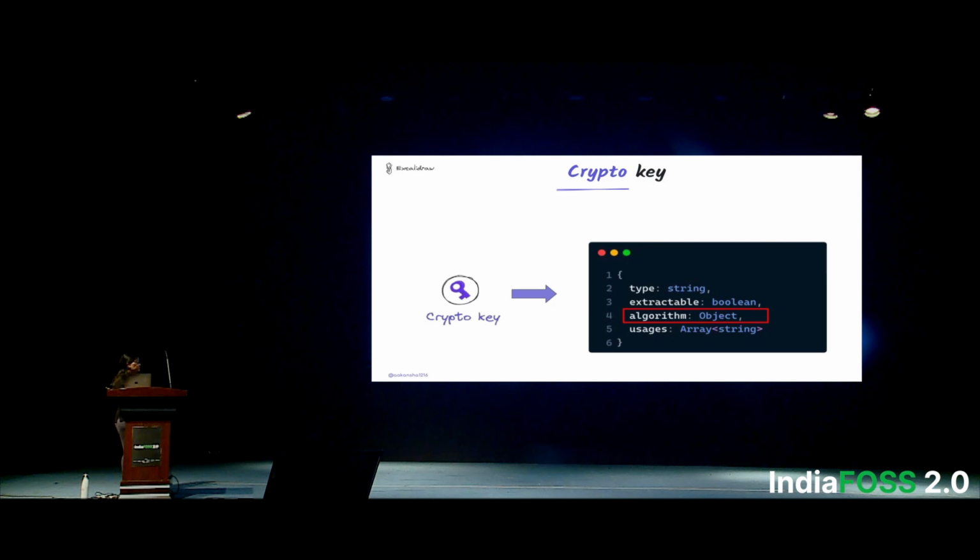It has the algorithm, basically the algorithm object which you have used to generate the CryptoKey. It has the name of the algorithm and the other specified parameters depending on the algorithm. And usages: for what purpose are you going to use this key? Is it encryption, decryption, what is the purpose?